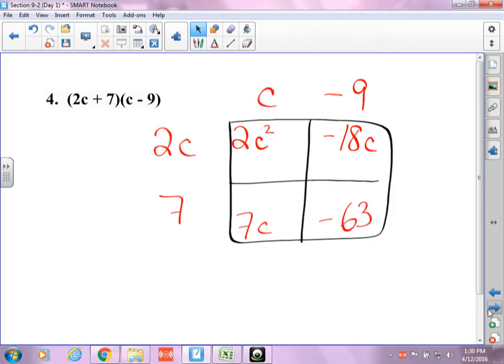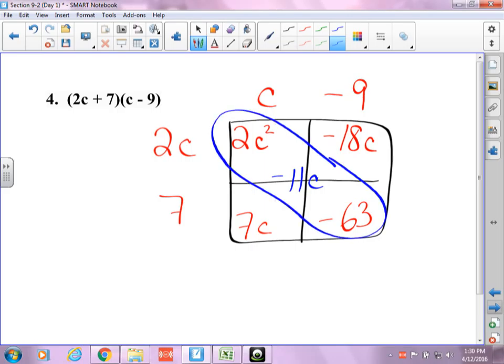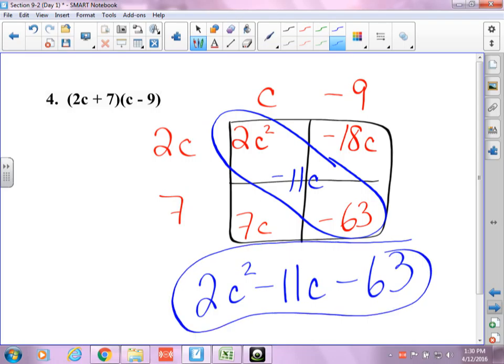No. What's wrong? I got like terms. What are my like terms? That's right. 7c and negative 18c. I bring them together and get negative 11c. And here is my answer. Because there's only one c squared and there's only one c now in the middle. And then my negative 63. So 2c squared minus 11c minus 63. And you're done.